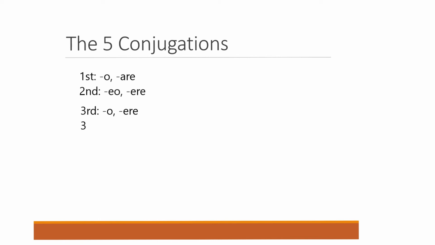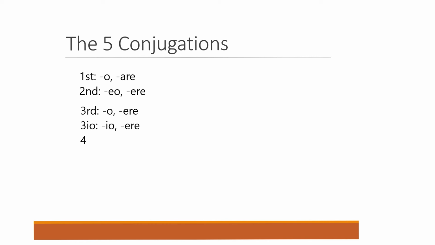Third IO is going to look like that. There's an extra I there for words like capio, capere. The third person plural is capiunt, whereas the third person plural of a word like lego, legere is legunt, no I.